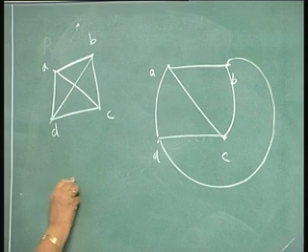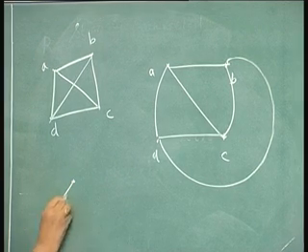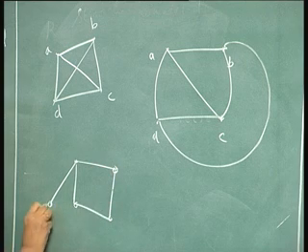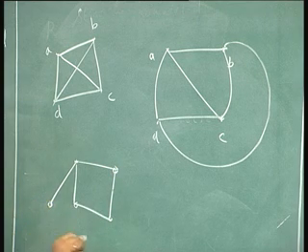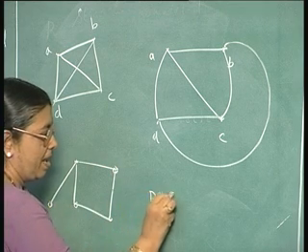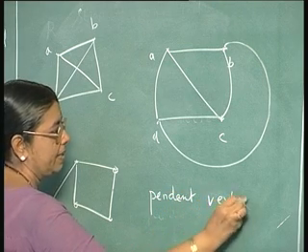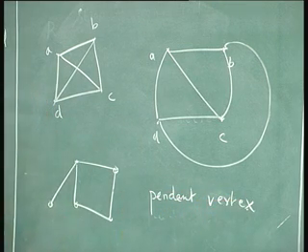And when you have something like this, this is called a pendant vertex, or pendant node.